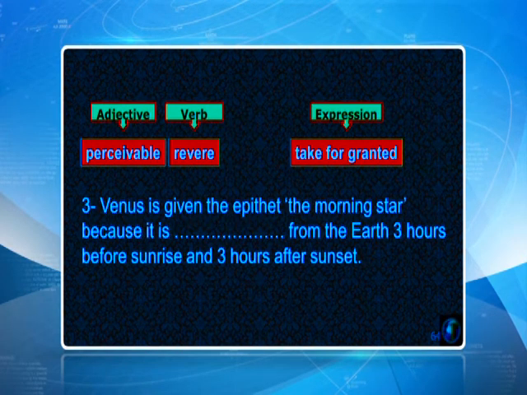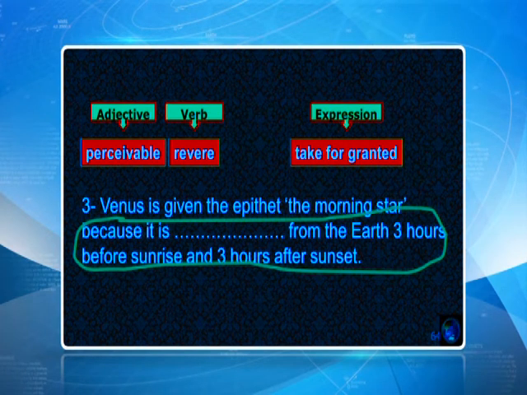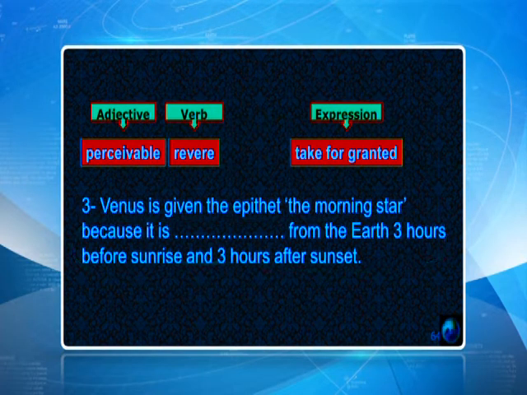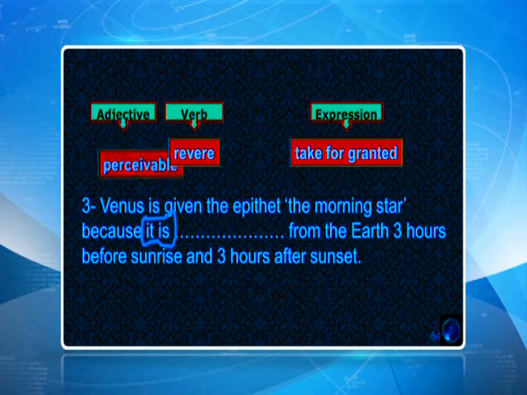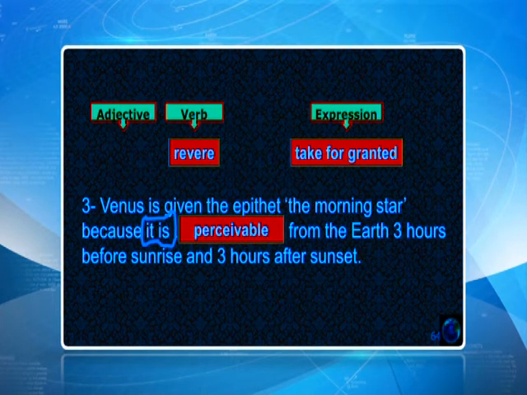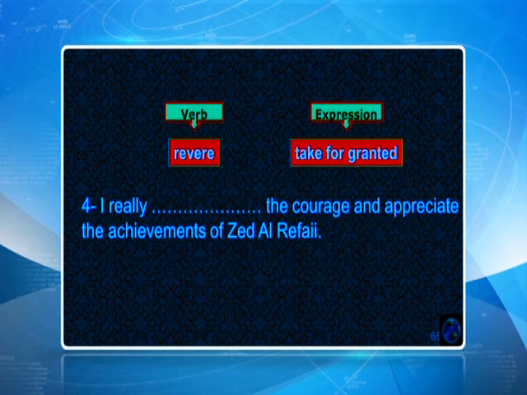Sentence number 3. Venus is given the epithet, the morning star, because it is, we need a word, from the Earth 3 hours before sunrise and 3 hours after sunset. Okay? This is a very important piece of information. It is a kind of dependent clause added to the main clause of the sentence. So here, what do you need in this space? After it is, we need an adjective to have a complete correct sentence. We cross the word and we move.